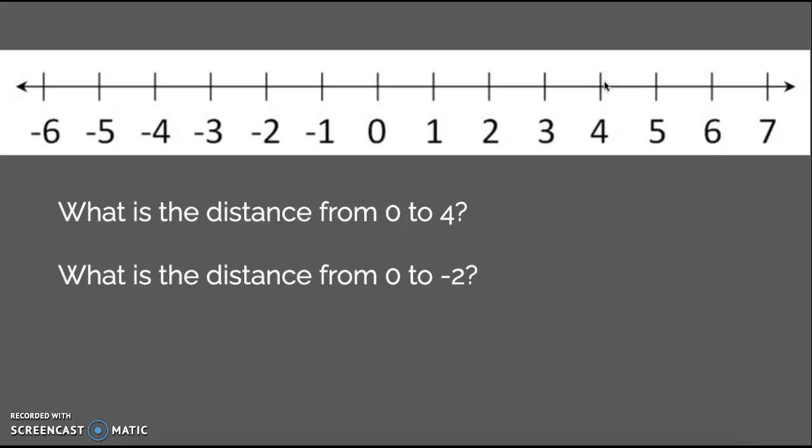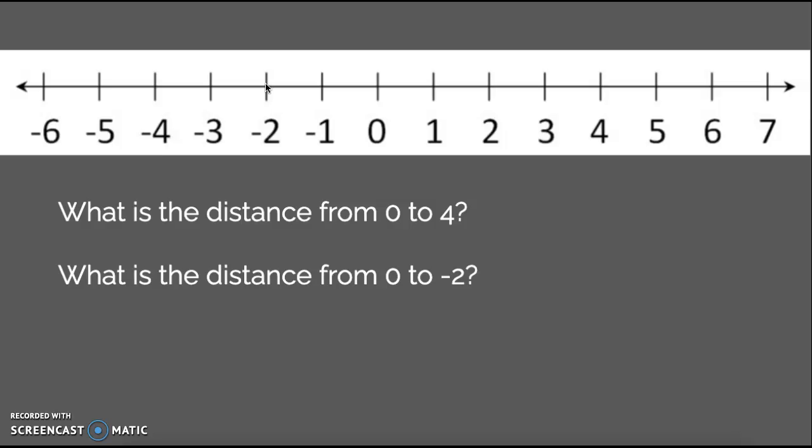Okay, what about what's the distance from 0 to -2? If we're on 0, how many jumps is it to -2? Now, some of you might be thinking it's 2, and some of you might be thinking it's -2. My question is, can it be both? Have you ever heard someone say they've had to take -2 steps? What would that even mean?